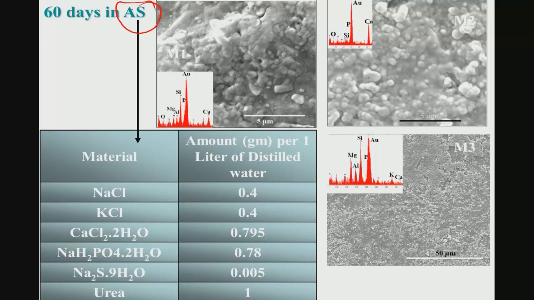Now, artificial saliva has a typical composition of sodium chloride, potassium chloride, NaH2PO4, Na2S and some urea. So artificial saliva essentially simulates the oral microenvironment that a dental crown or dental material is expected to experience during application. That is why artificial saliva is used for all in vitro studies related to the biomineralization of this material.